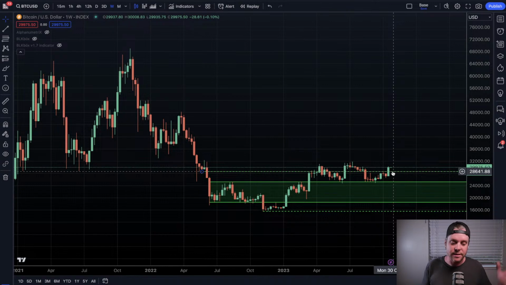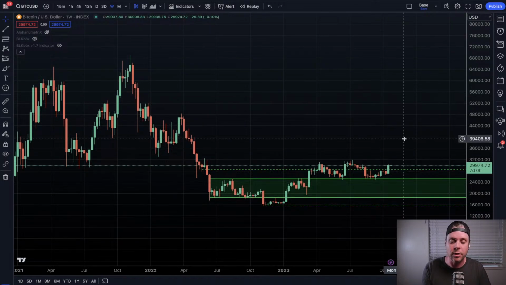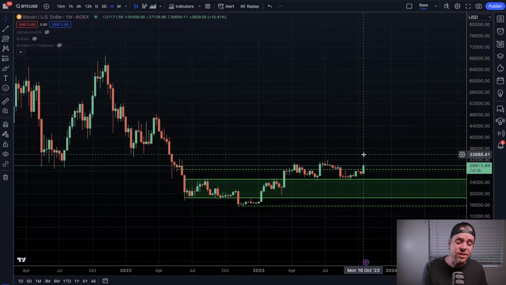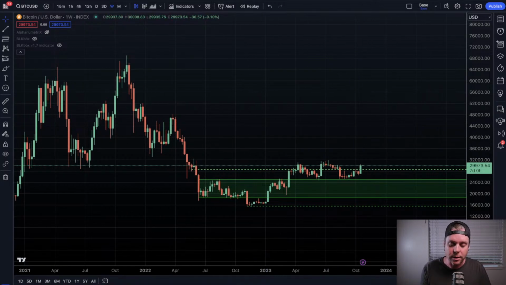But I will also say that typically speaking, when Bitcoin does break out, it doesn't really retest very much. So it could absolutely just take off from here. So let's talk about the bearish potentials, and we'll talk about the bullish potentials. I know people probably want to hear the bullish stuff first, so let's go ahead and cover the bullish stuff first. The bullish case scenario is we break past this resistance here.